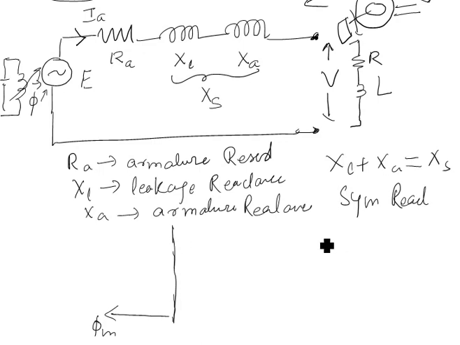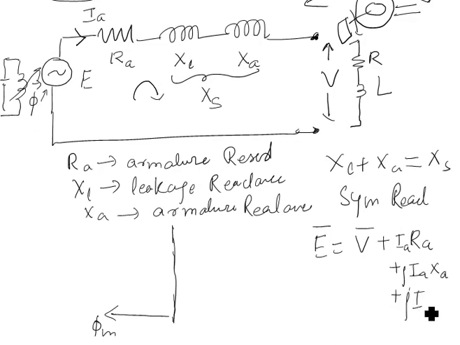The EMF equation, if you write the KVL equation here, I can write E is equal to V plus IA RA plus j IA XA plus j IA XL, right? This is all vector. So these are your perpendicular components. I hope you remember these things.